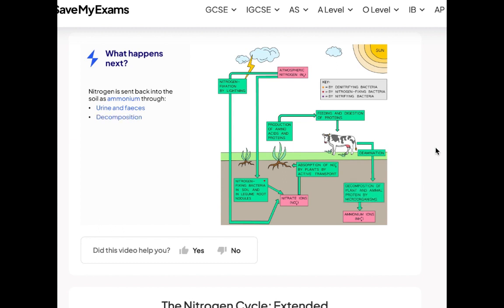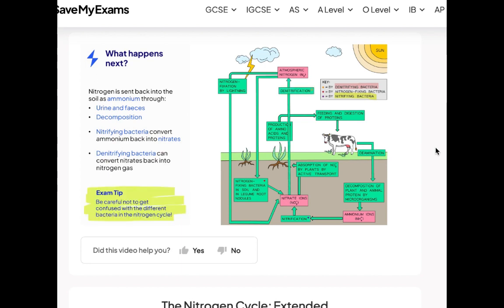involved in decomposition. Plants are unable to absorb ammonium ions, so nitrifying bacteria will first convert it into nitrites before converting it into nitrates during the process of nitrification. This enables nitrogen to be incorporated into plant proteins again, and the cycle can continue. Nitrates may also be converted back into nitrogen gas by the action of denitrifying bacteria during a process called denitrification. Make sure that you know the difference between nitrogen-fixing, nitrifying, and denitrifying bacteria so that you do not get confused during an exam.